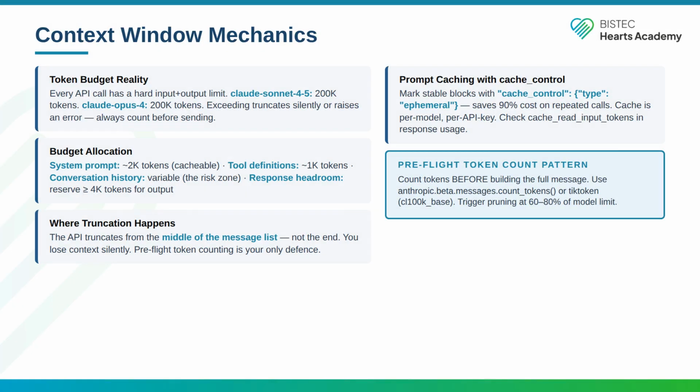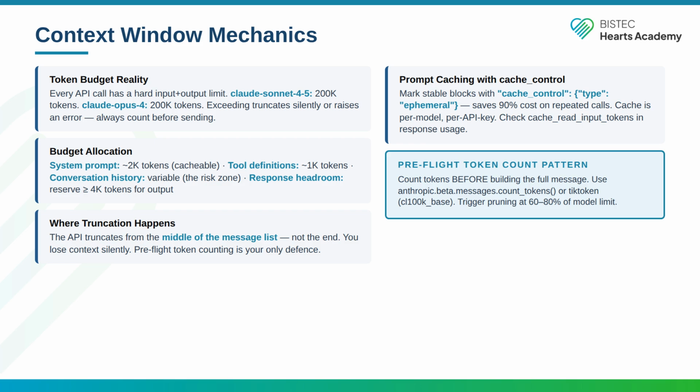Every Claude API call has a hard token limit. For Claude 7.4.5 and Claude OS 4, that limit is 200,000 tokens of combined input and output. The moment you exceed that limit, one of 2 things happens. The API either truncates your message list silently or it raises an error. Neither outcome is what you want.